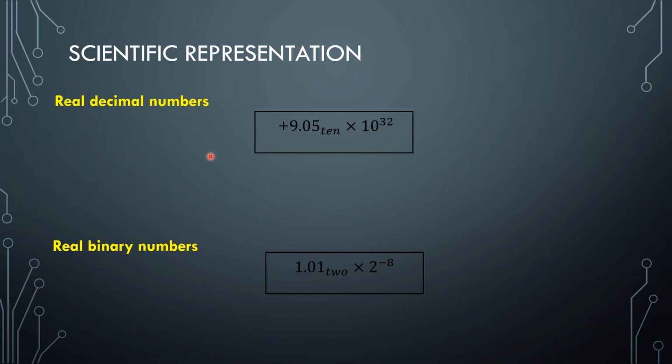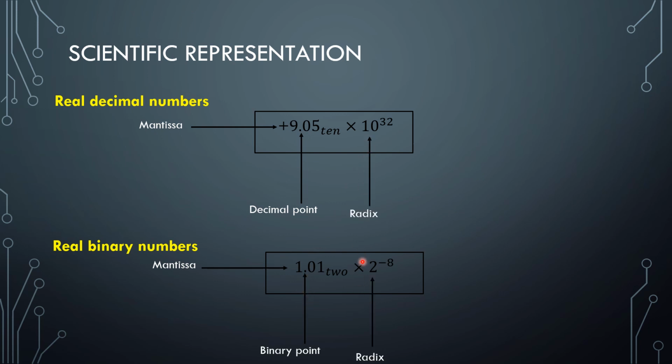There are two scientific representations, one for the decimal and one for the binary. Both representations share the same names. What I mean by that is the following. Here we have a mantissa. This is a decimal point. This is a binary point. This is the radix or the base. Here the base is 10, here it is 2. And finally we have the exponent.